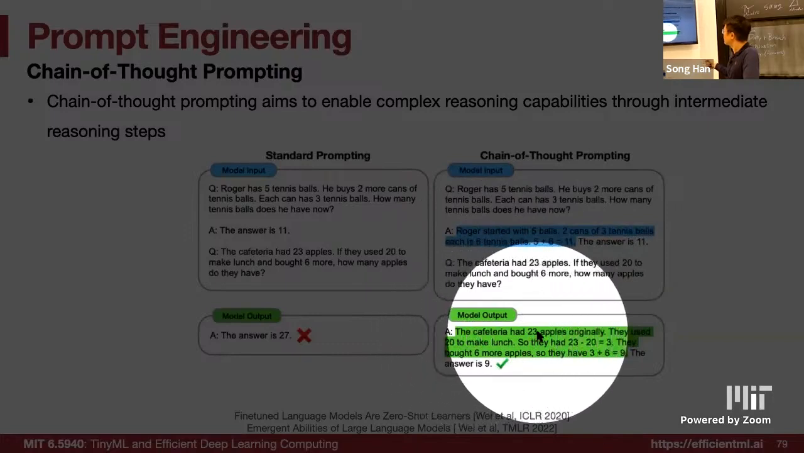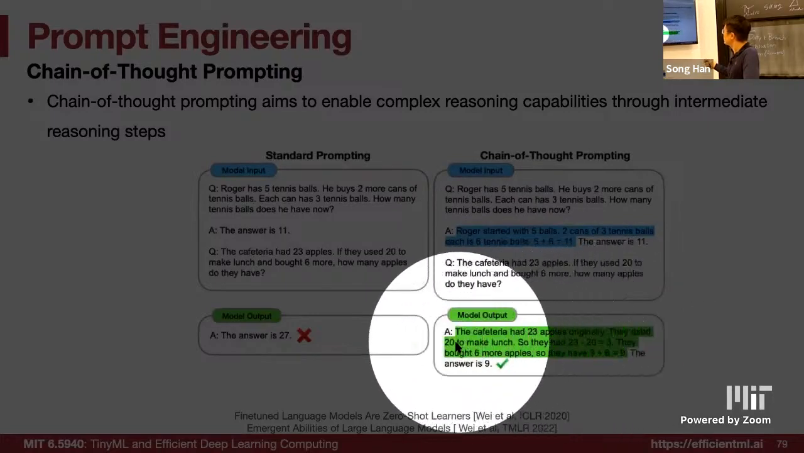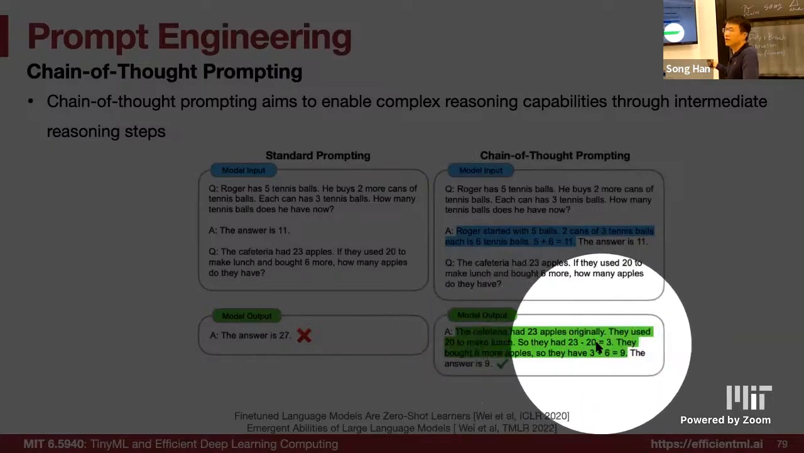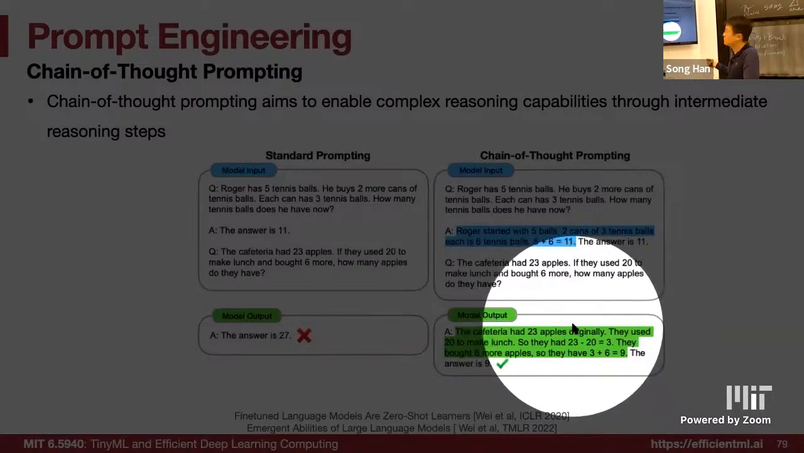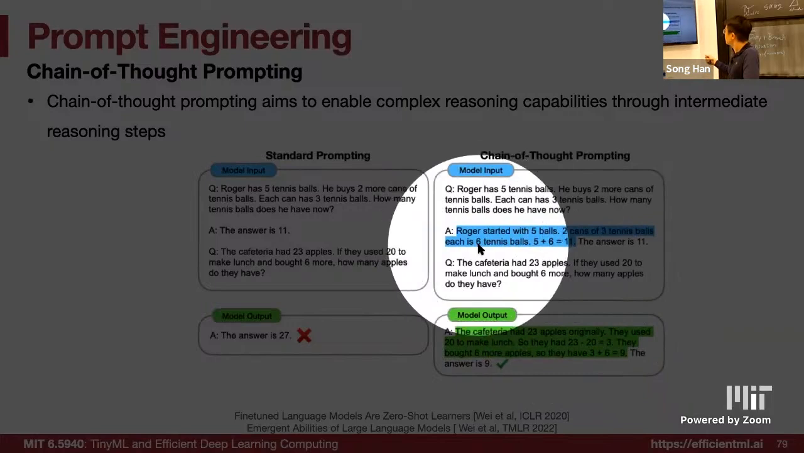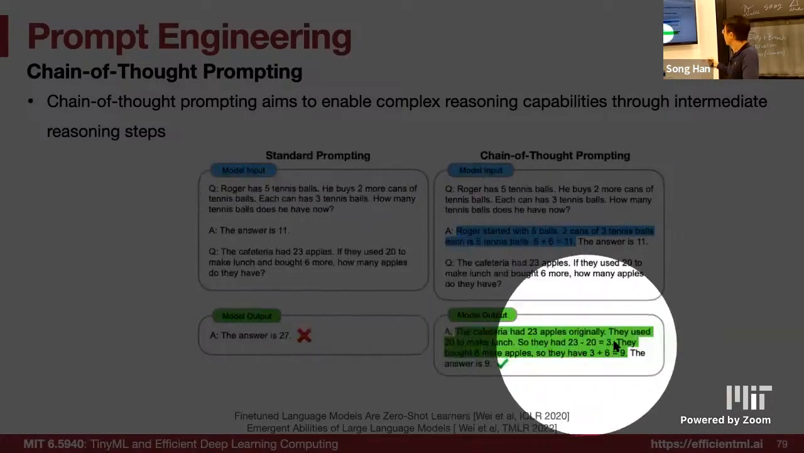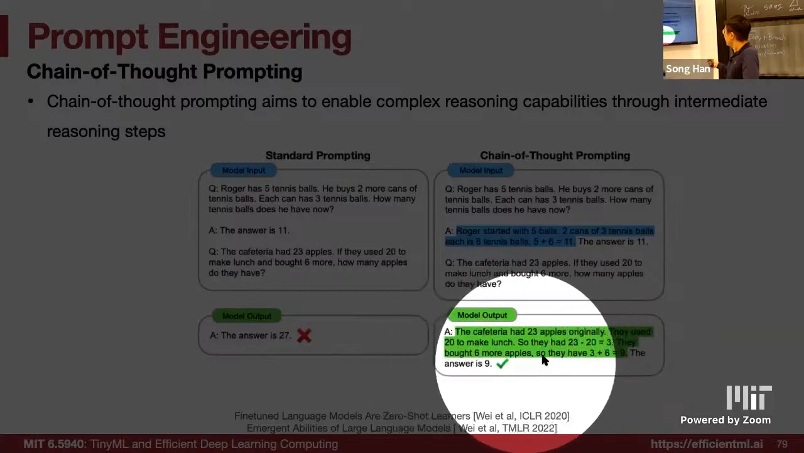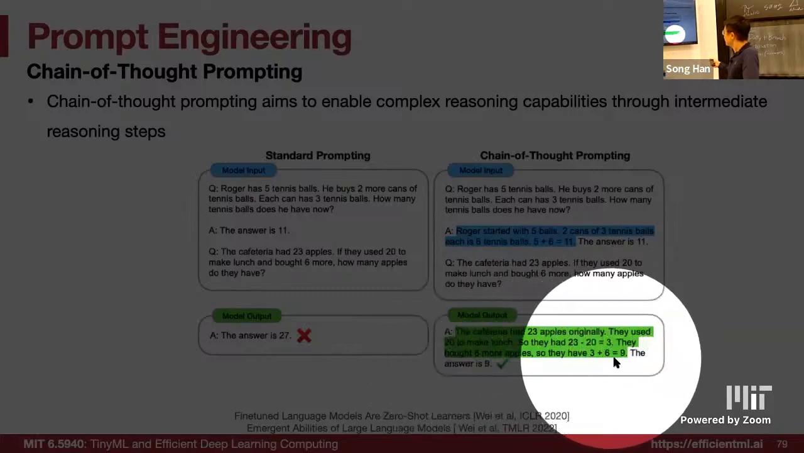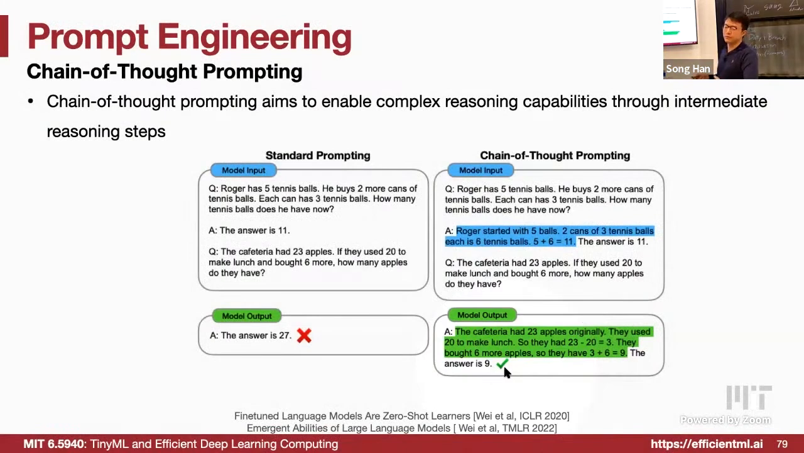The cafeteria has 23 apples originally. They used 20, and they have 3. Give this intermediate result, just like this, intermediate result 3, not just the final result. Here, just giving the final result is bad. They bought 6 more apples, so they have 3 plus 6 is 9. The answer is 9. So chain of thought makes the prompt consist of much more information, those intermediate thinking processes and intermediate results, and the final answer could be much better.